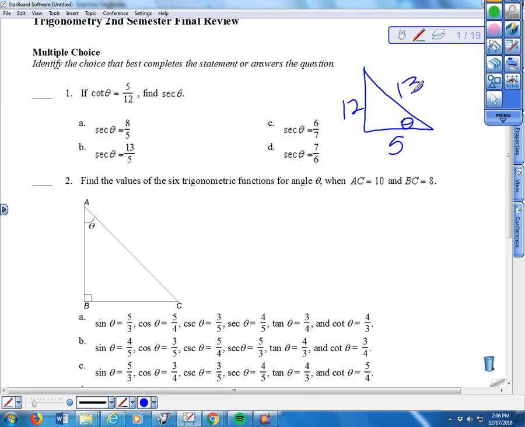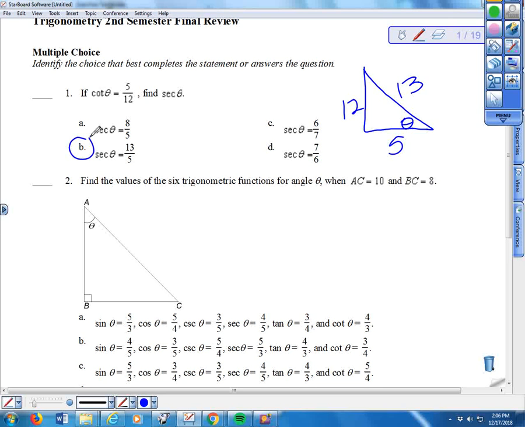Good Lord. We're on the easy problem. Okay. Secant is inverse of cosine, so it'd be 13 over 5. Whoop. That's not a choice. Yeah. I did that in my geometry review last week. Got the answer and was like, okay, let's go back.